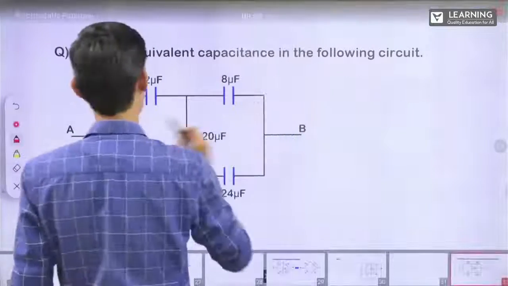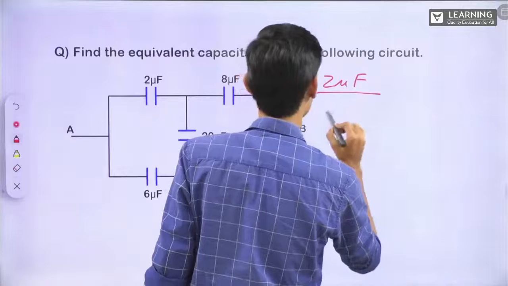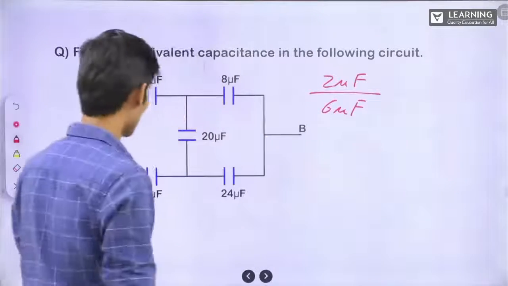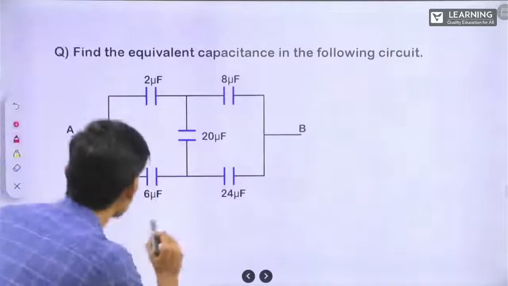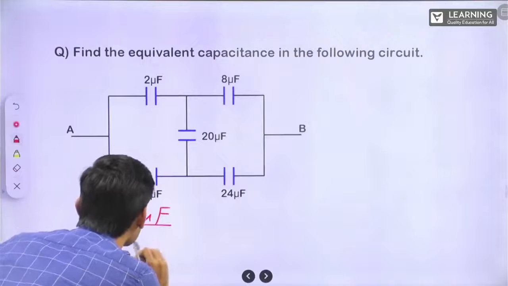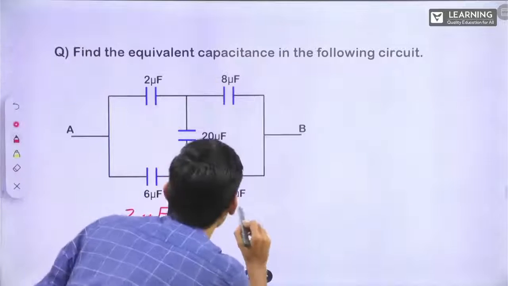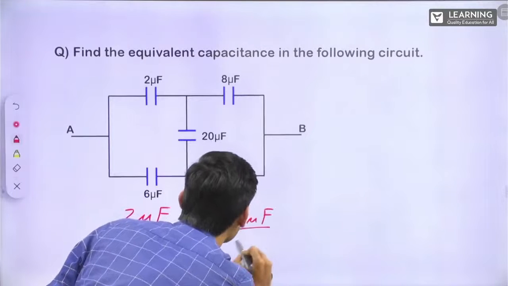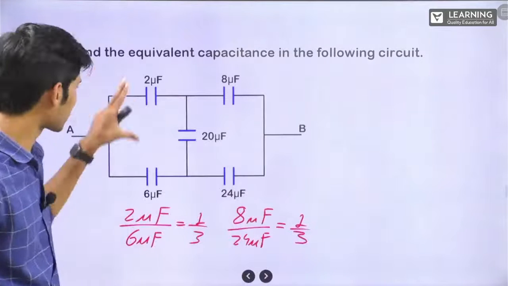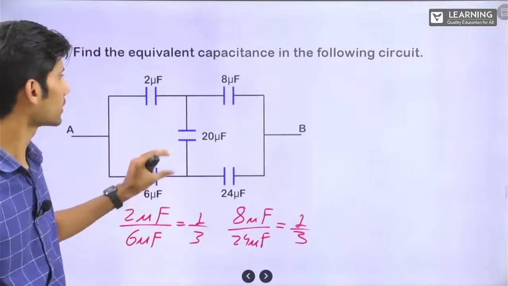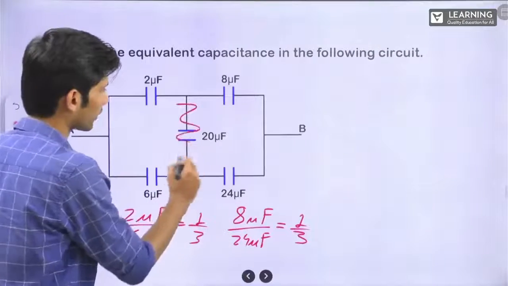2 microfarad. Here the ratio will be 2 microfarad divided by 6 microfarad. That is equal to 1 by 3. Here 8 microfarad divided by 24 microfarad. That is again equal to 1 by 3. Yes or no? So the ratio of 2 is to 6 is equal to 8 is to 24. So since they both are same, I can remove this particular wire.